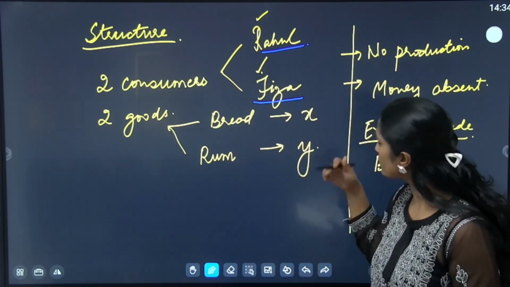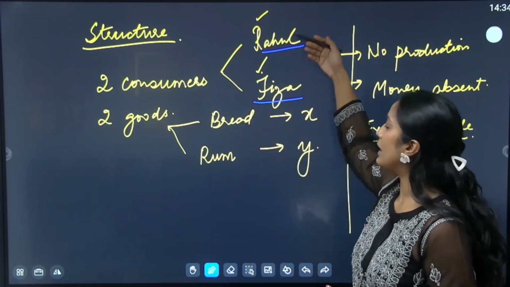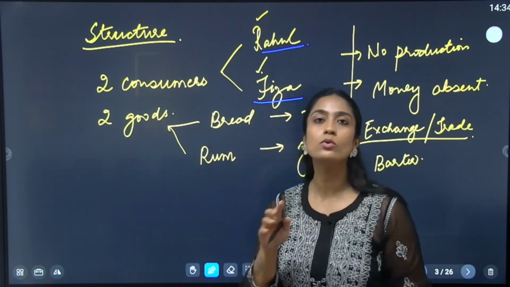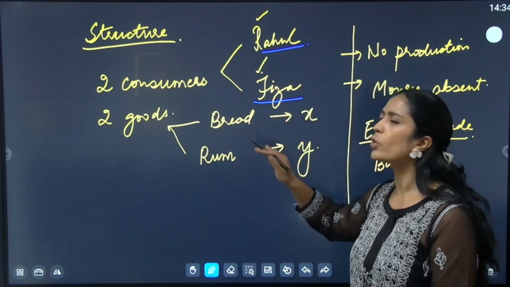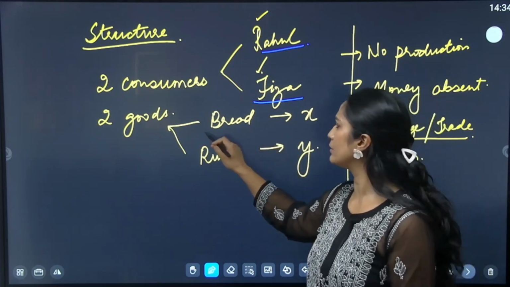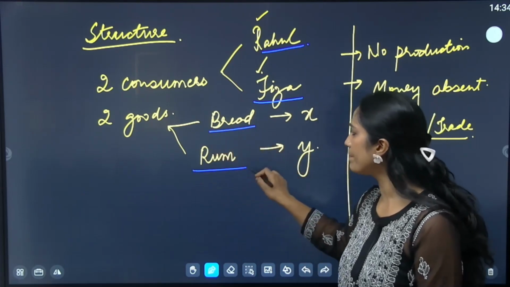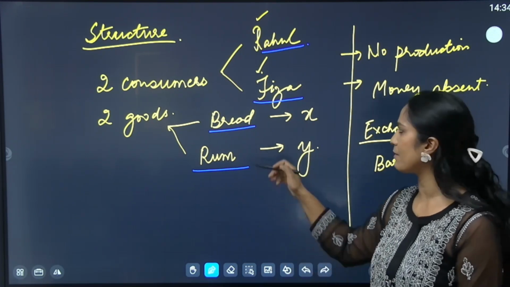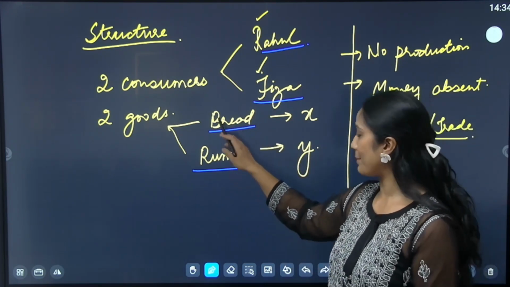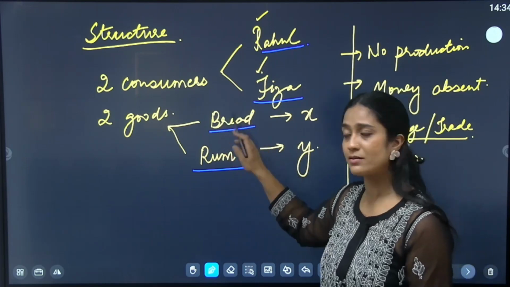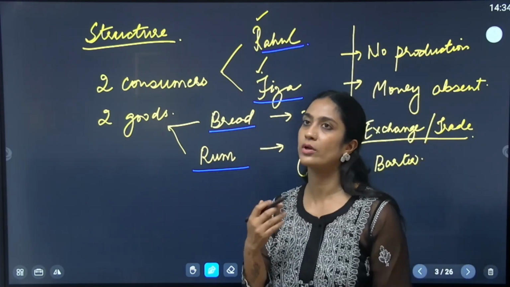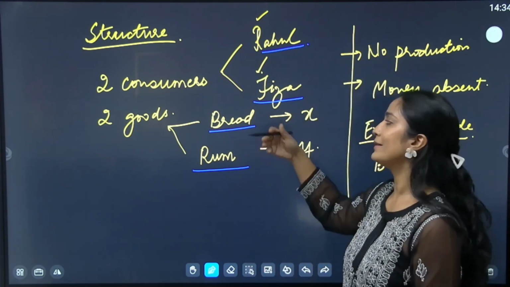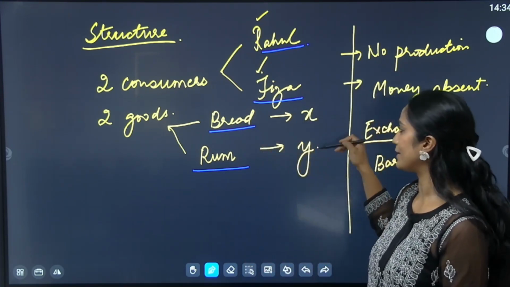Okay. So we have two people on this island, Rahul and Fiza, and this economy has only two goods. Okay. वो दो गुड कोई भी हो सकते हैं. इसमें what they consider is bread and rum. You can also think of any other goods, right? This is something that is essential to eat. This is something that you can think of as an entertainment or leisure kind of product. But essentially at the end we'll call them X and Y.